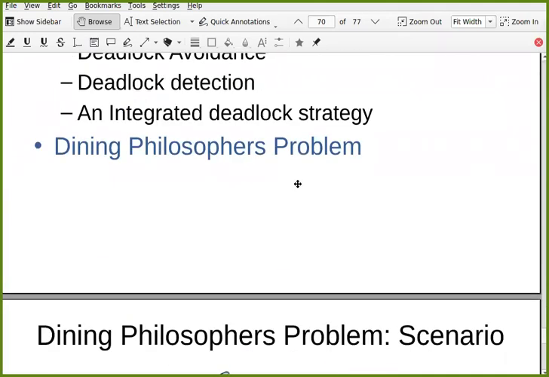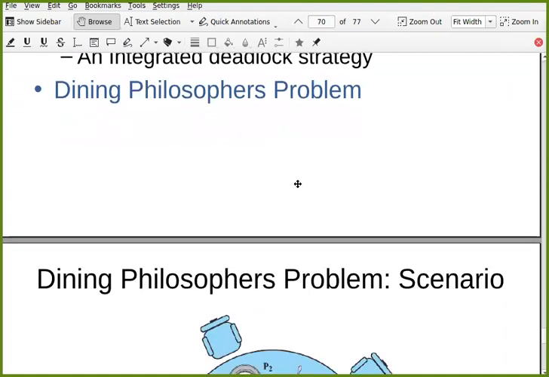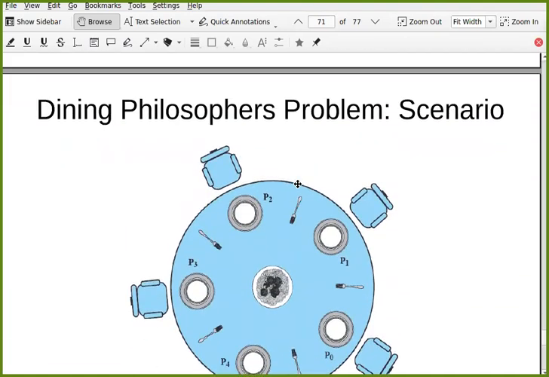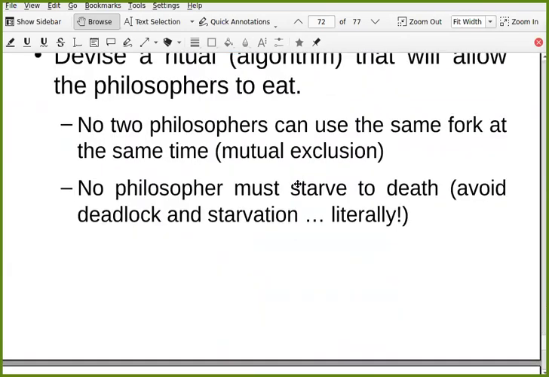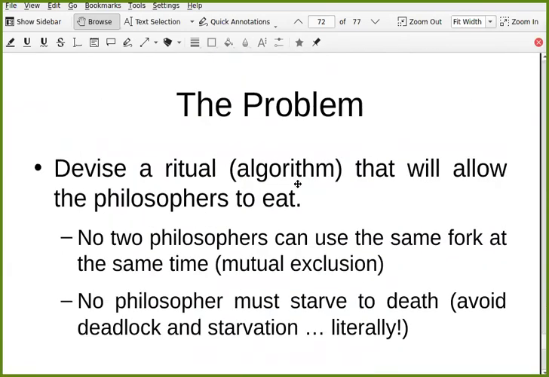And finally, there is one classical problem called the dining philosopher problem. That is what we are going to discuss. With this problem, we will see how deadlock happens and how we can solve that deadlock. So what is the problem? Devise a ritual, basically an algorithm, that will allow the philosophers to eat.